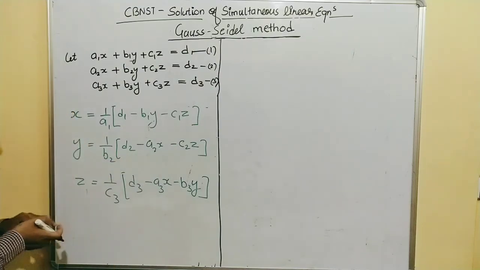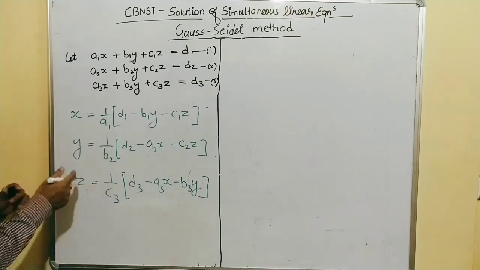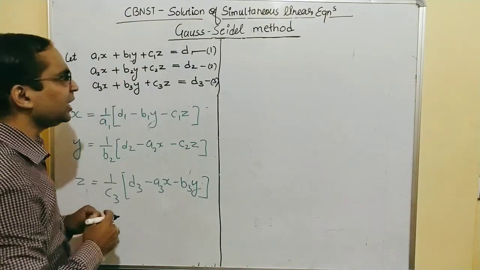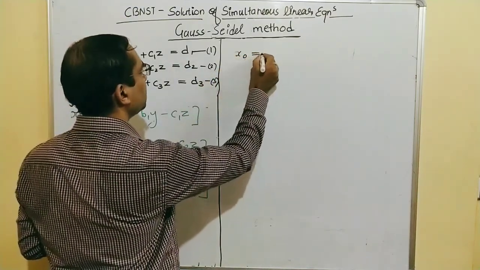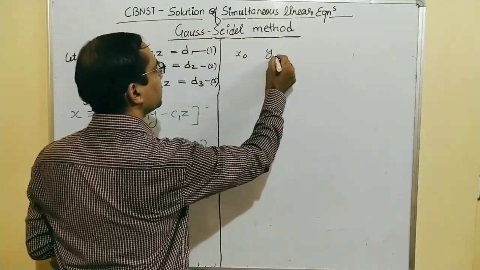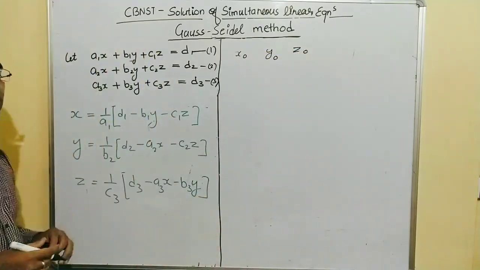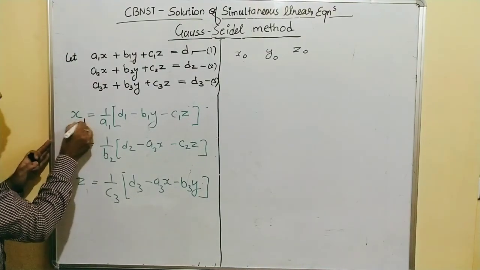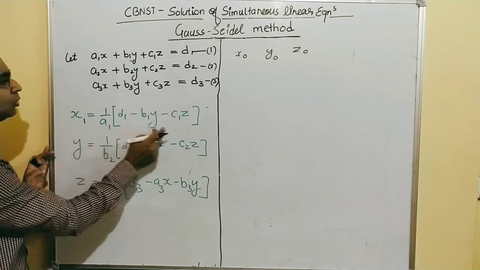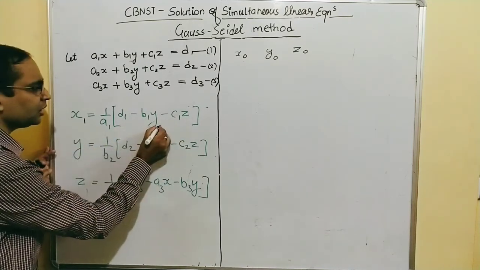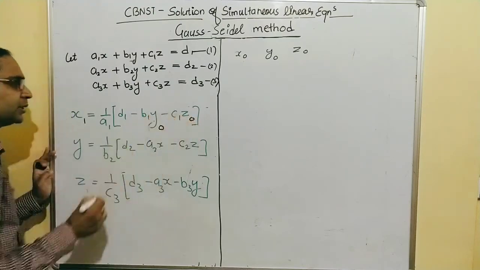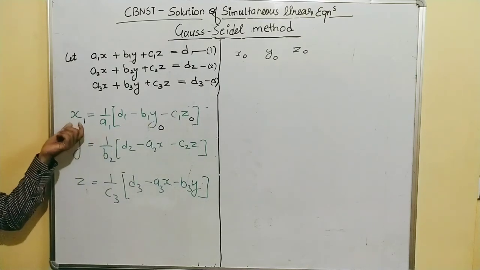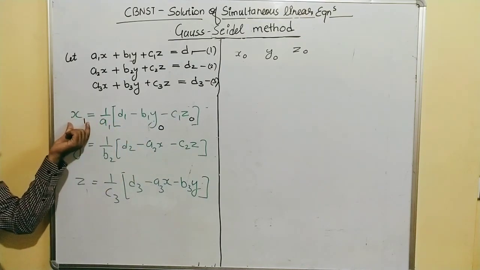So let's imagine the initial values of these x, y and z are given as x0, y0 and z0. Then we can begin with the first iteration and we'll find out the value of x1. So how can we get this x1? By substituting the values. In this we'll substitute y0 and z0, and all the other constants and coefficients, and we'll get x1.